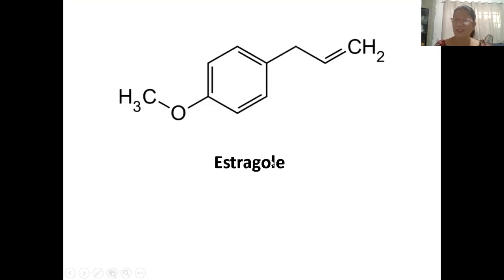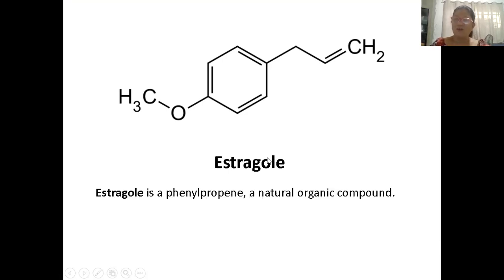This is estragole. What functional groups are present here? Estragole is a phenylpropene natural organic compound. What makes it phenyl is this: it has the ring, the benzene ring. And this is the propene unit: one, two, three. That's phenyl. So it is a hydrocarbon.